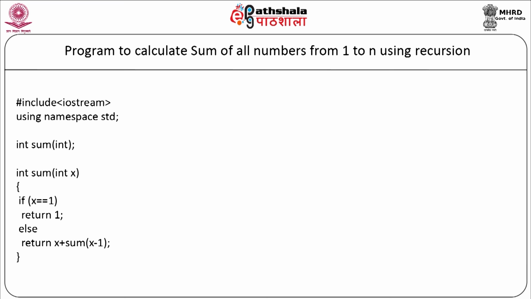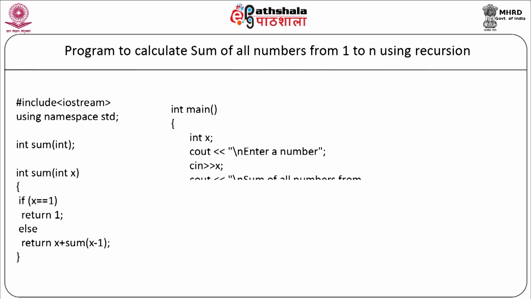Now here we are adding the numbers. In factorial we were multiplying the numbers, only that is a change, otherwise the logic is exactly the same. We will start with our main program. int main, int x, cout enter the number, cin >> x, cout sum of all numbers between 1 to x is sum(x), return 0, and our main program will end.